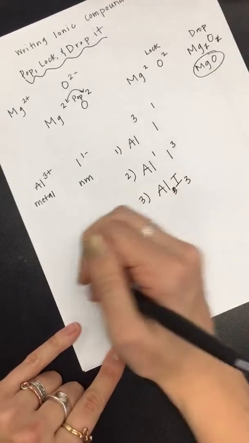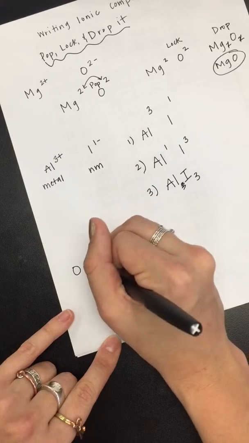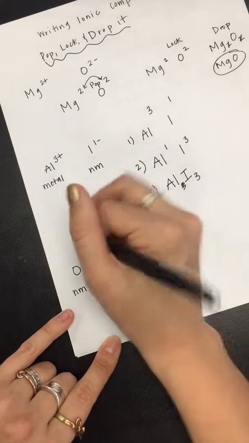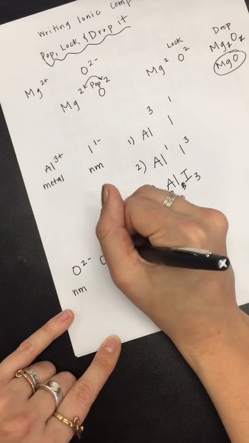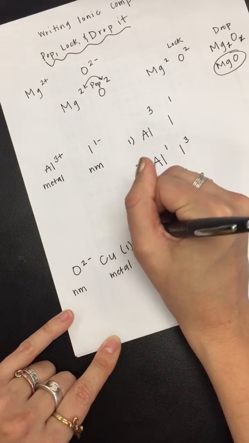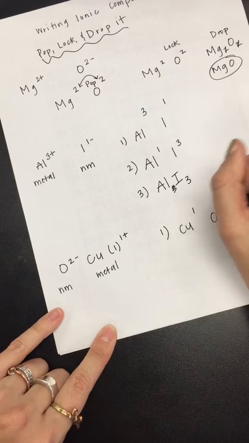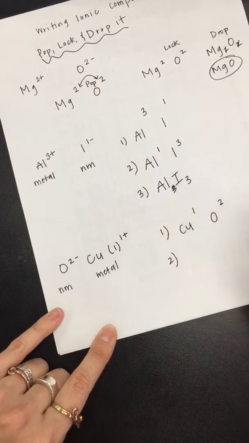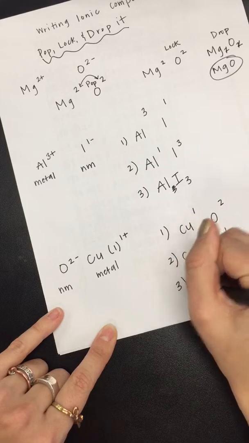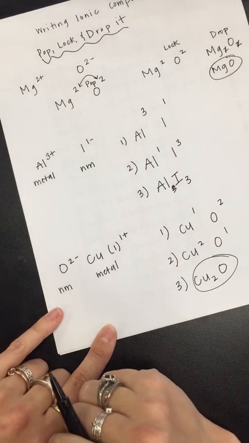Alright, let's look at one more. So I have O, and then I have Cu. I gave these to you in the wrong order, so make sure that you know to put the metal first. O has a charge of 2 minus. Cu, in this case, let's say it's copper 1, will have a charge of 1 plus. So my first step, Cu1, O2. My second step, switch them and lock them. My third step, drop them down into subscripts, and that's your formula.